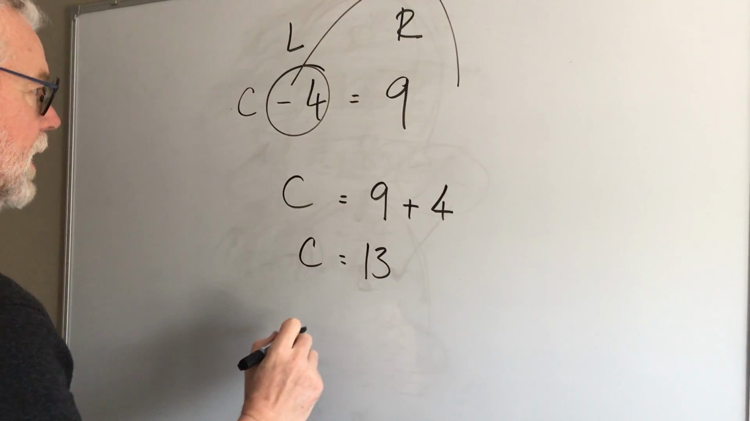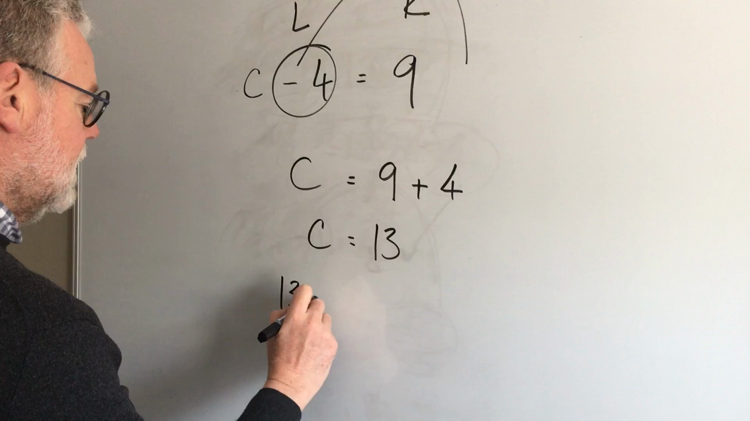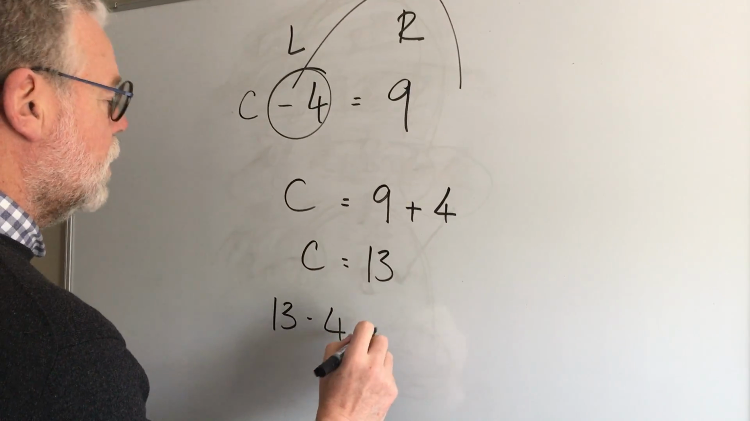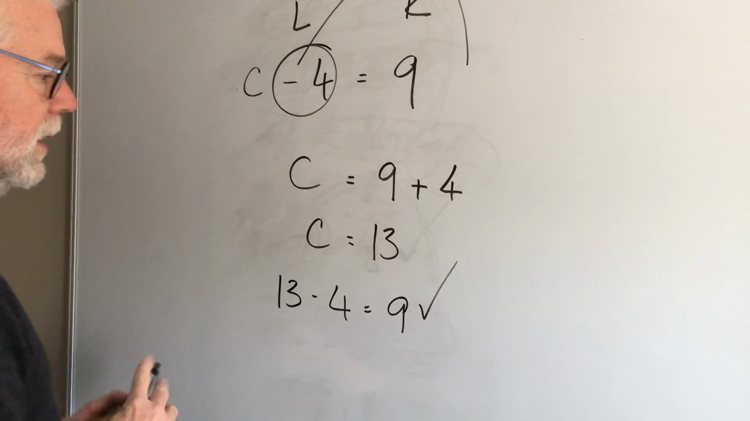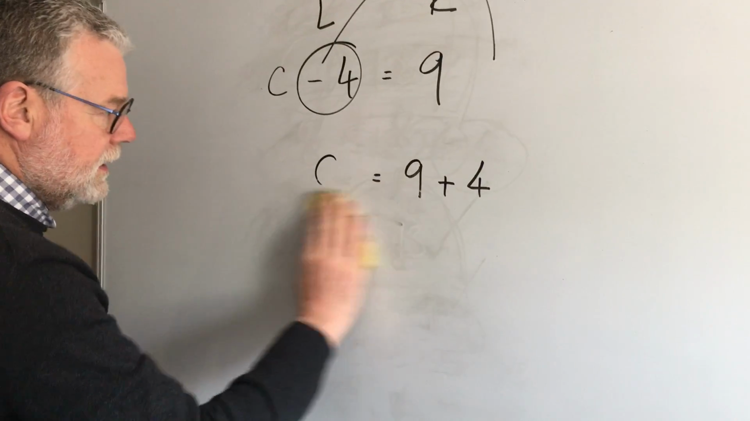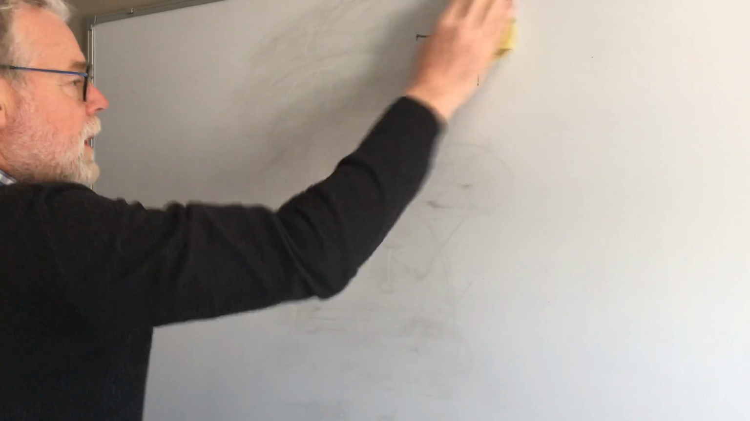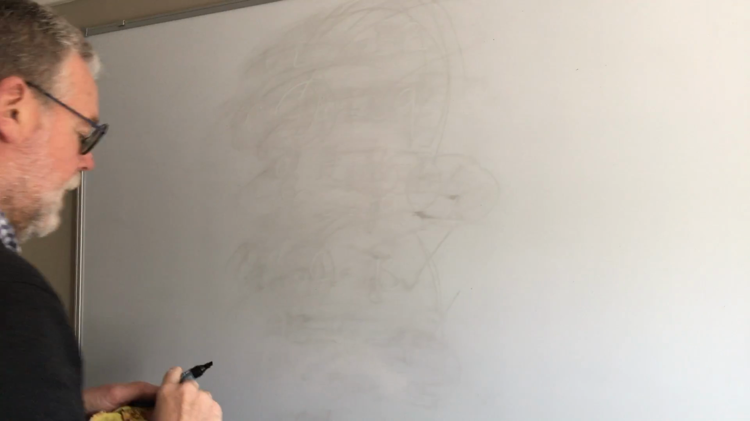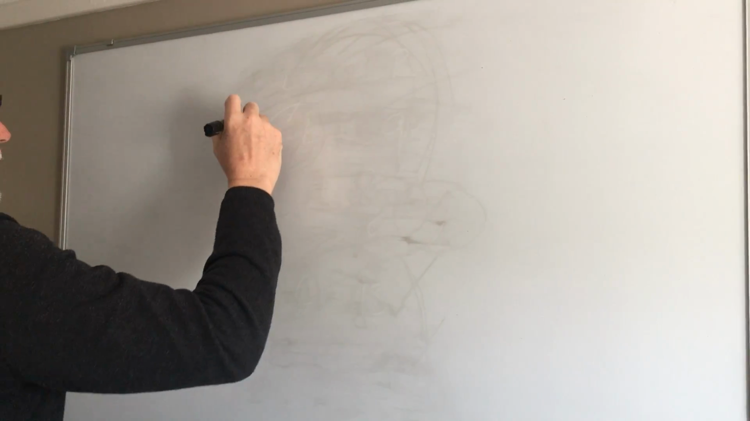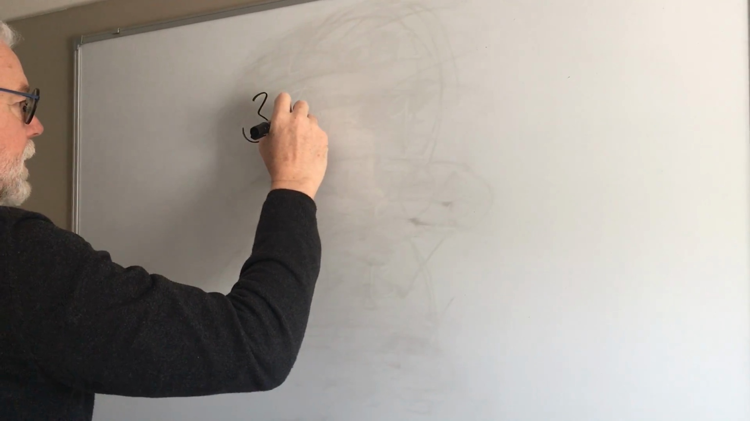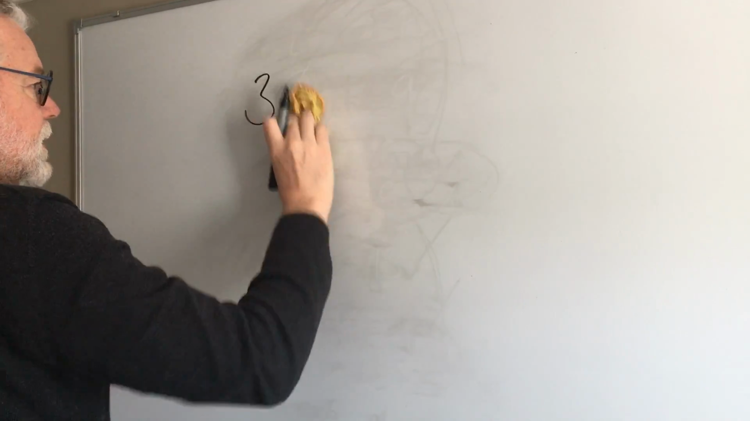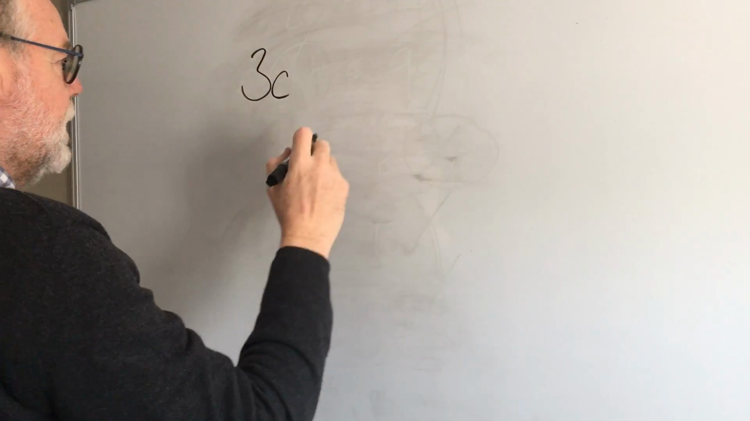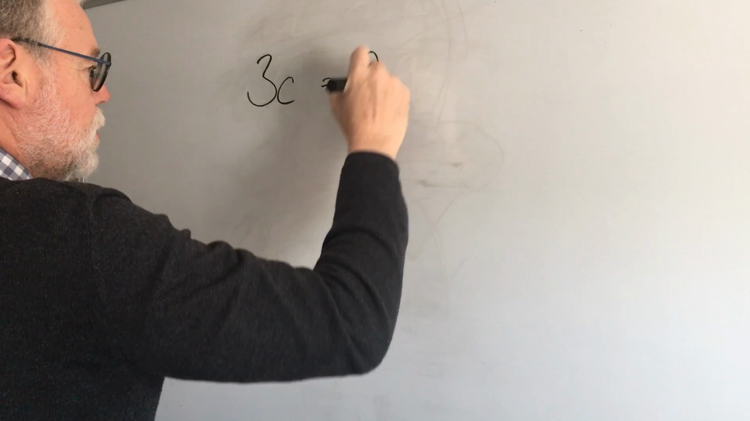We substitute it in our answer. So 13 take away 4, does it equal 9? Yes it does. And we know we've solved that equation, the value of c. Now, two more. So what about if I said 3 multiplied, let's write that, 3 multiplied by c equals 27.